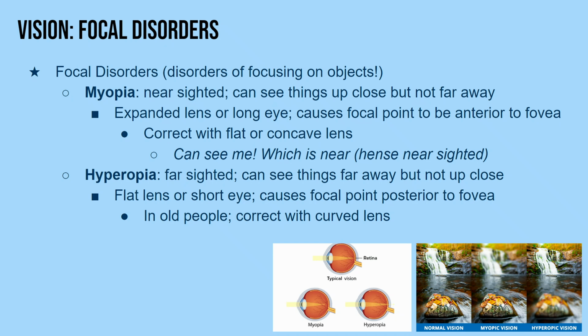And then hyperopia is farsighted, so it's the opposite. You can see things that are far away but not up close. And this is when you have a flat lens or a short eye. So it's causing the light to be focused too far from the retina. So it's behind the rods and cones instead of being focused right on the rods and cones. I guess a lot of old people get hyperopia, and you can correct it with a curved lens.